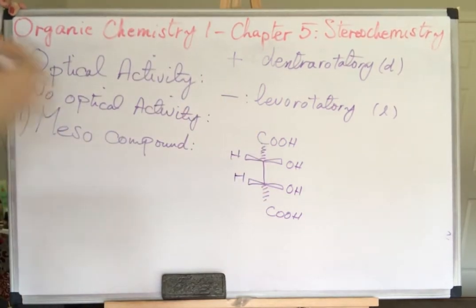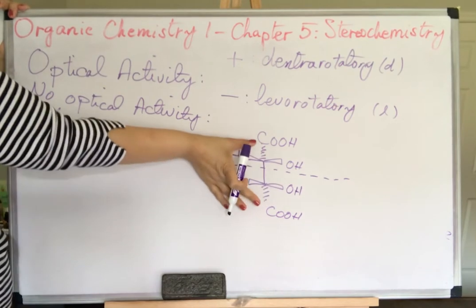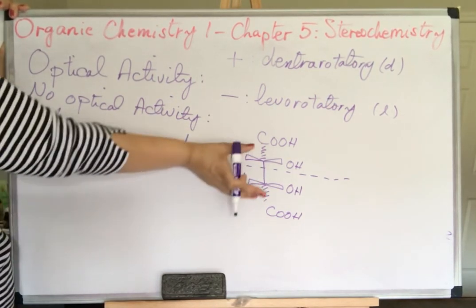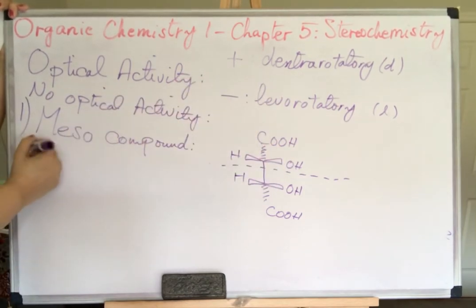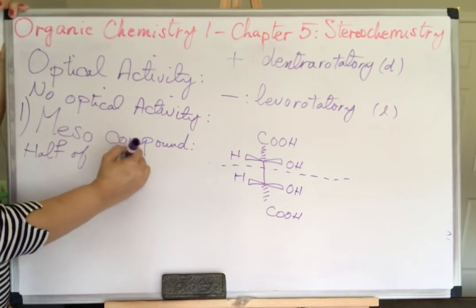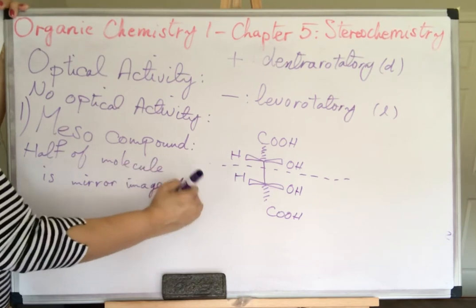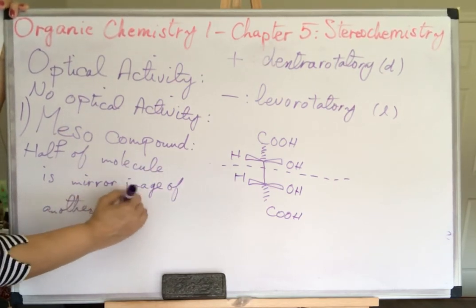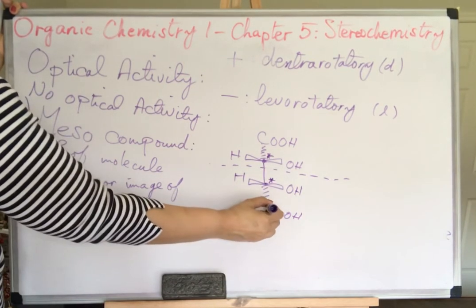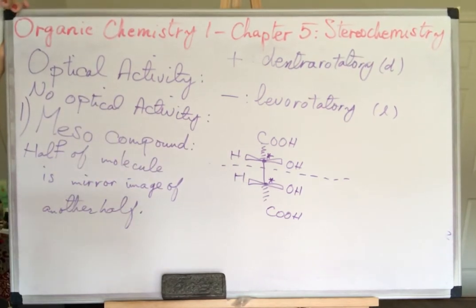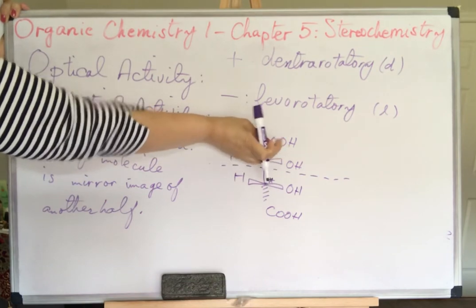Okay, so it looks like there is a mirror in the cross section of the molecule, in the middle of the molecule. So if you fold the molecule, the two sides are mirror images of each other. When half of the molecule is a mirror image of another half, we call it the meso compound. So this compound is composed of two chiral centers. You remember in the previous video we determined the R and S configuration. But the entire molecule looks like the half is a mirror image of another half.